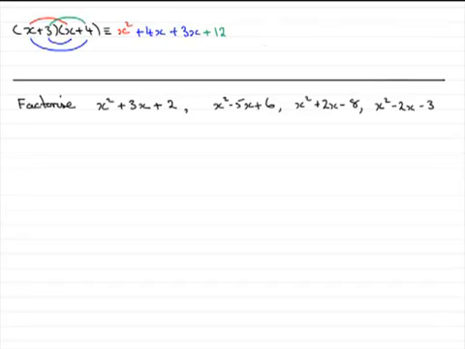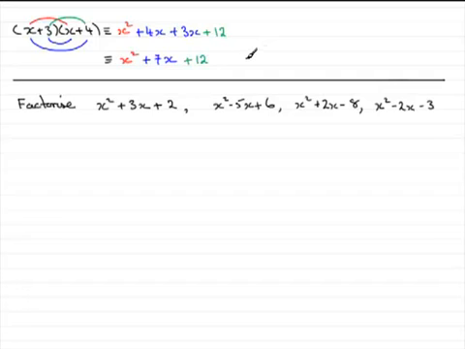3 times 4 is 12. And if we simplify this, then we've got the x squared term, and the 4x and the 3x can group together, and that gives 7x. And then you finally got the constant on the end, plus 12.